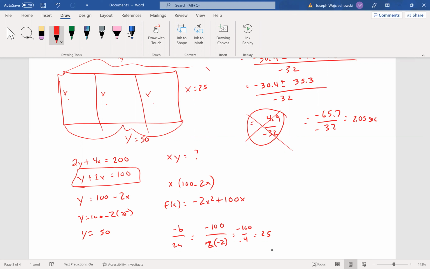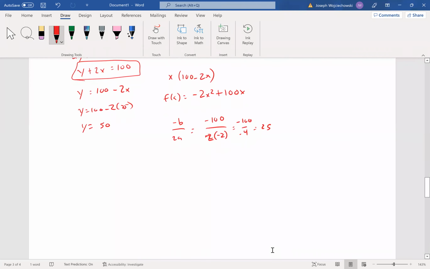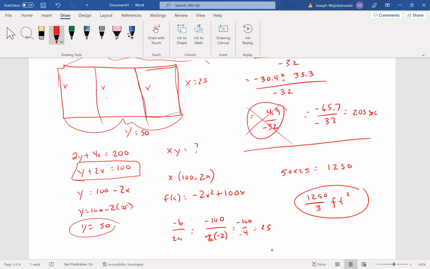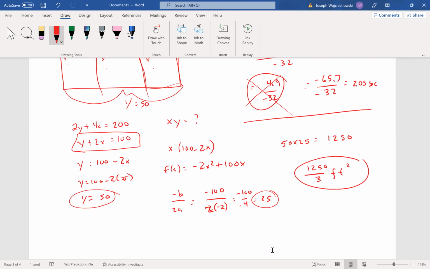Now we want to know the area of each of these. I can do this two ways. I can just do x times y. 50 times 25, which is 1,250 square feet. And then I have 3 corrals, so each corral is 1,250 divided by 3 square feet. So now let's look at regression.